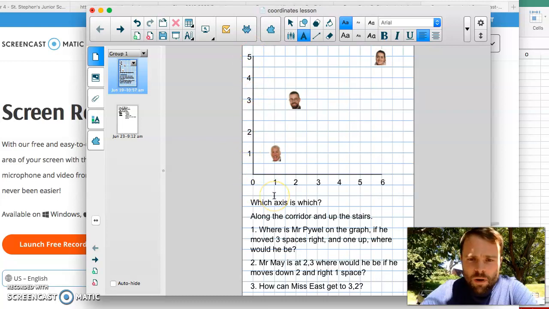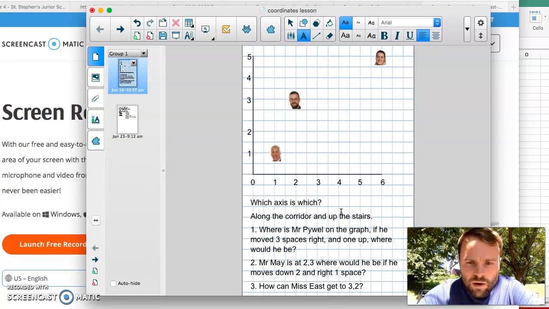Okay, so Mr. Pywell, at the moment, you can see he's on 1. So we read that number first. 1, 1. Perfect. So Mr. May, we have a look, he's at 2, 3. So he's located at 2, 3. And Miss East, let's have a look. She is all the way up there at 6, 5.